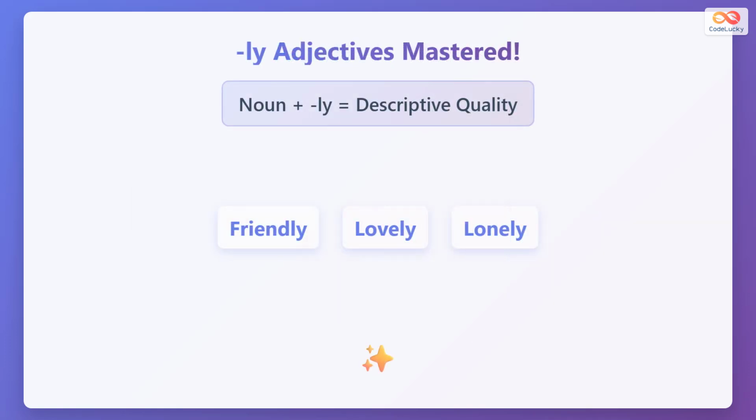You now understand ly adjectives. Remember the pattern. Noun plus ly equals descriptive adjective. Practice with friendly, lovely, lonely, and all the examples we covered today.